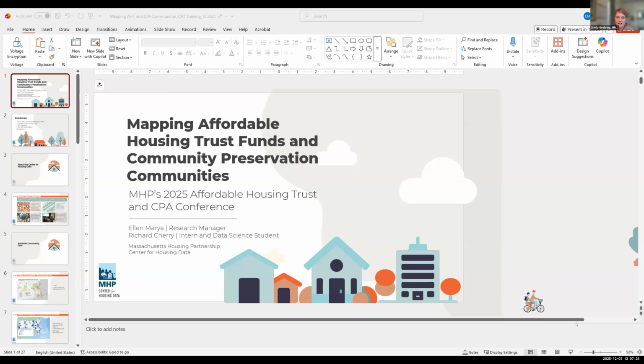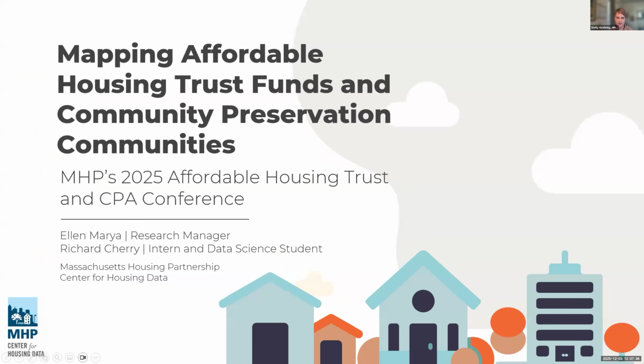The program that Ellen and Richie are going to be sharing, they are both part of our Center for Housing Data, came about because years ago when I started at MHP, I asked a staff person just to map the communities in the state that have trusts and that have the Community Preservation Act and the surcharge percentage that communities have passed CPA. Over the years, we've then added the major highways and MBTA stations and counties.